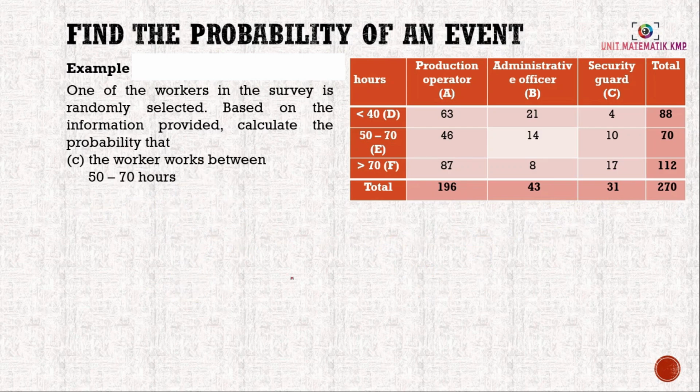Okay, calculate the probability that the worker works between 50 to 70. So kalau kita tengok dalam this table, 50 to 70 berada dekat sini. So the probability of E is equal to, tengok hujung sekali dia adalah 70. So 70 over 270. So simplify, you akan dapat 7 over 27.